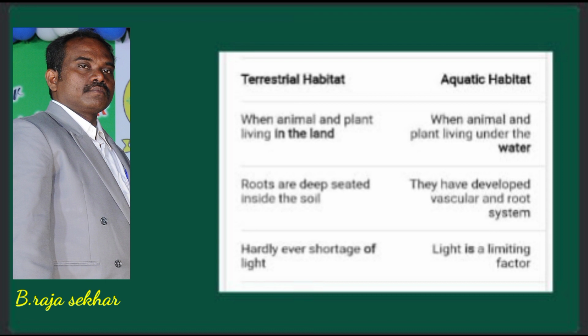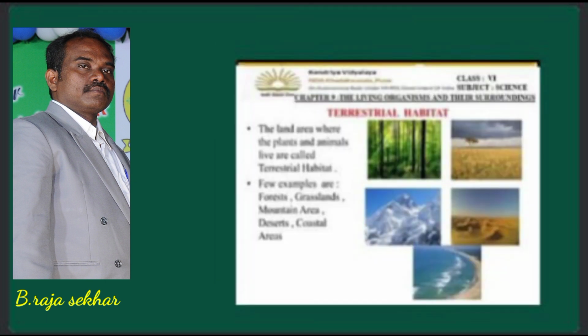See terrestrial habitat, see the picture on the slide. The land area where the plants and animals live is called terrestrial habitat. For examples: forests, grasslands, mountain areas, deserts, coastal areas. These are the examples of terrestrial habitat.